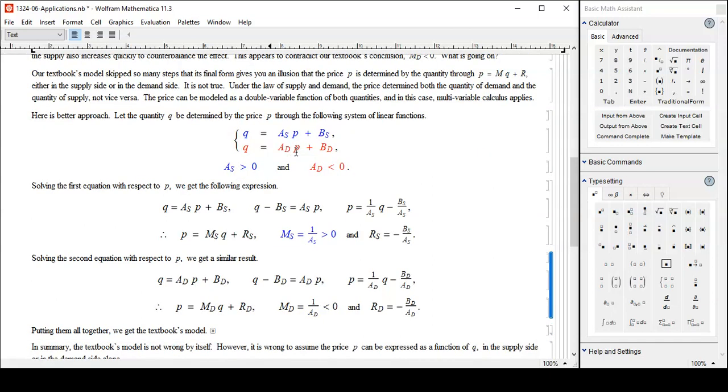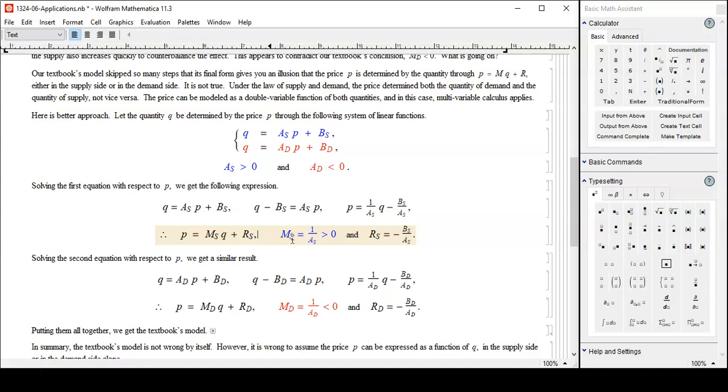Q is AP plus B, and flip B to the other side, and then divide by A. And then 1 over A is M, but A is negative this time. You see, for demand, A is negative. Slope is negative. So 1 over A is negative. M is negative. And then you get P is MQ plus R form, either supply side or demand side.